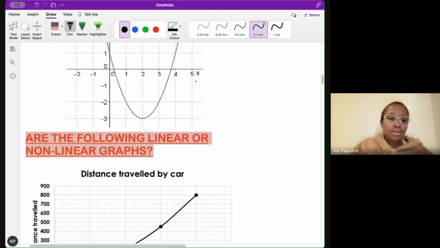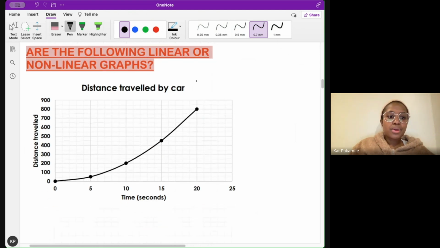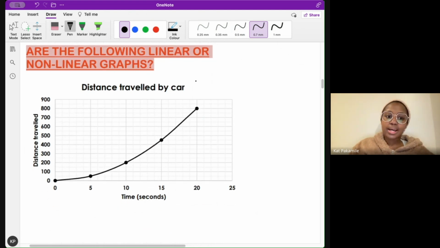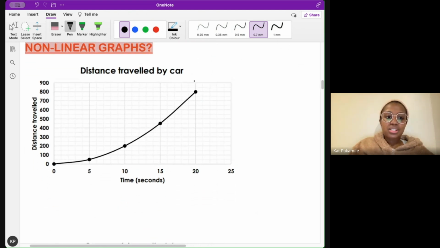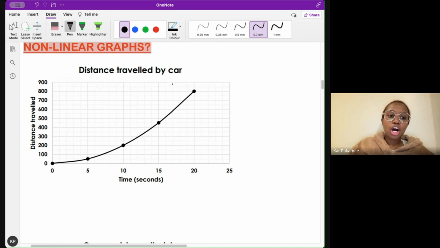Now let's see. Are the following graphs linear or nonlinear? First one, we have a distance traveled by a car. We start off at 0 meters in 0 seconds, and we slowly, gradually increase. Is this a linear or a nonlinear graph, guys?